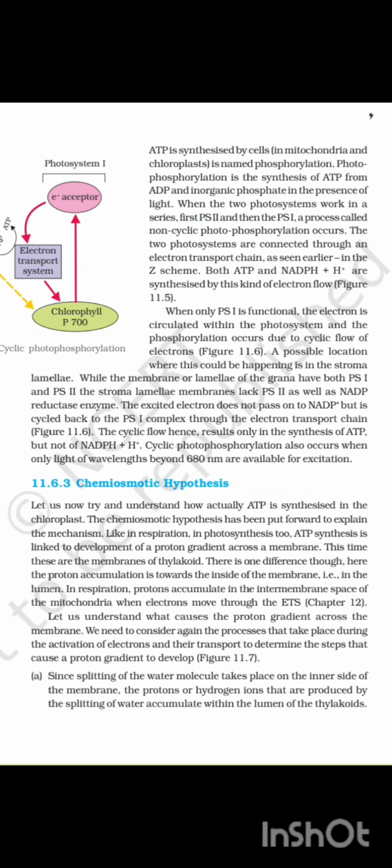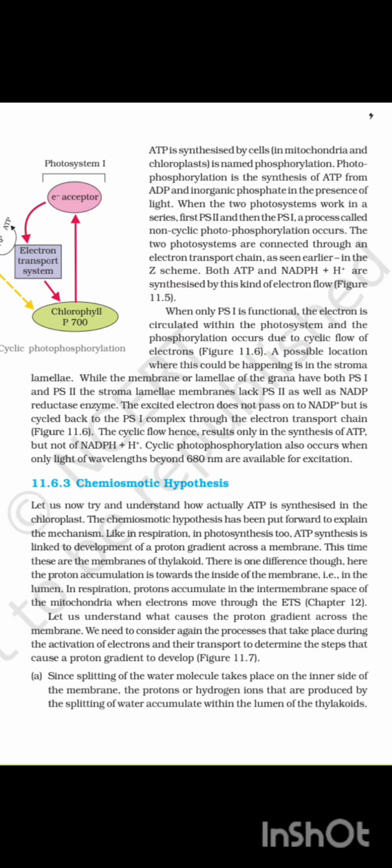When the two photosystems work in a series, first PS II and then PS I, a process called non-cyclic photophosphorylation occurs. The two photosystems are connected through an electron transport chain, as seen earlier in the Z scheme. Both ATP and NADPH + H+ are synthesized by this kind of electron flow. Figure 11.5. When only PS I is functional, the electron is circulated within the photosystem and the phosphorylation occurs due to the cyclic flow of electrons.